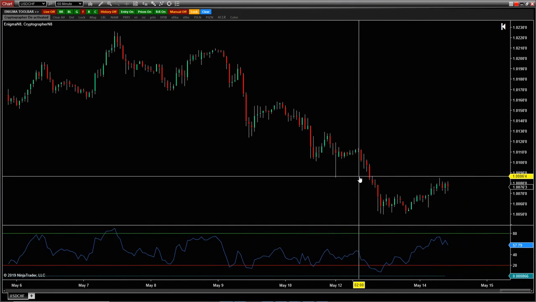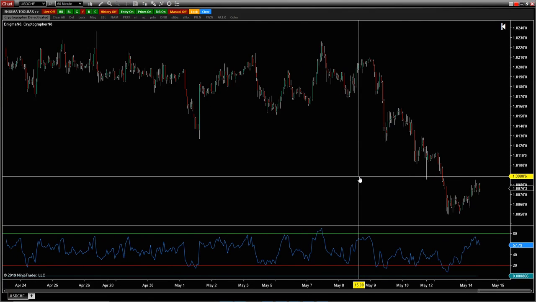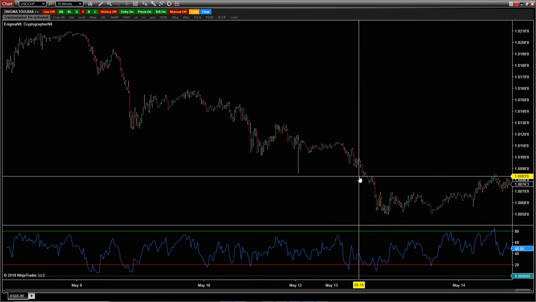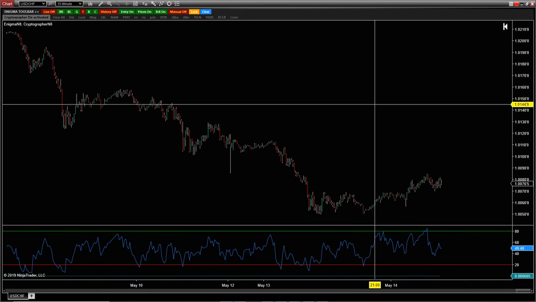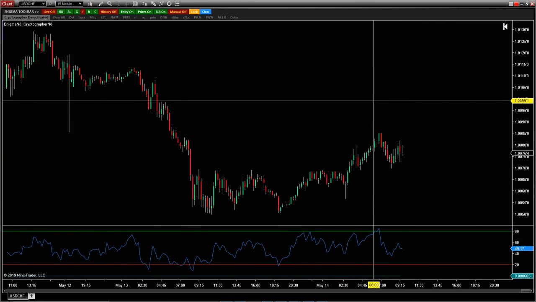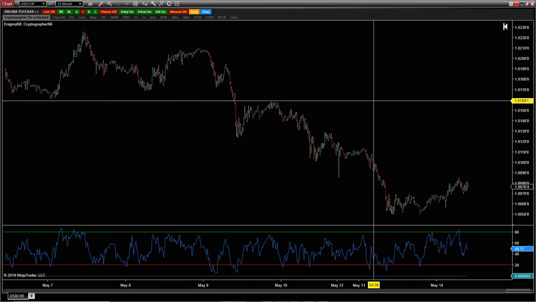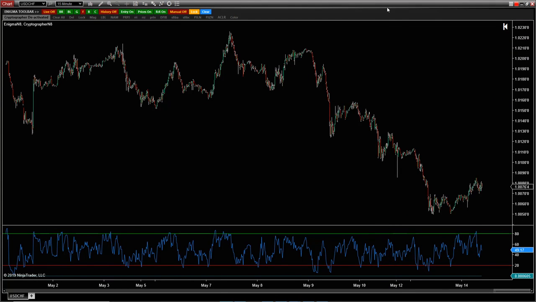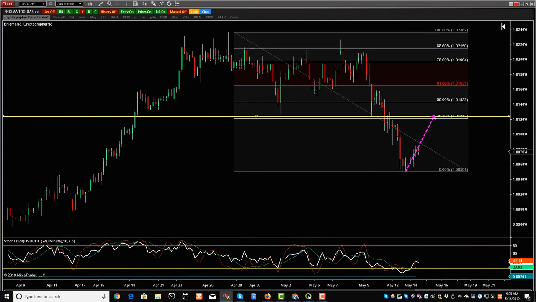Heading down to the 60-minute. That's when it starts to turn into junk. 15-minute. More junk. Any questions on dollar Swiss? More of a longer term setup, but I want to put on your guys' radar. Any questions on dollar Swiss?